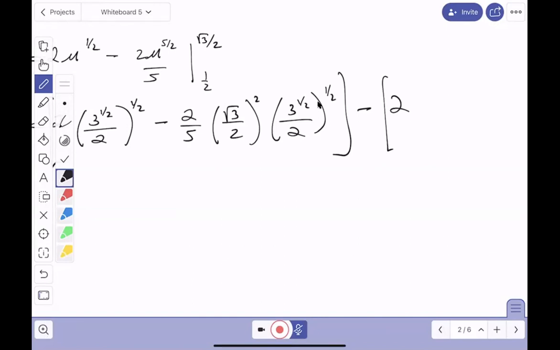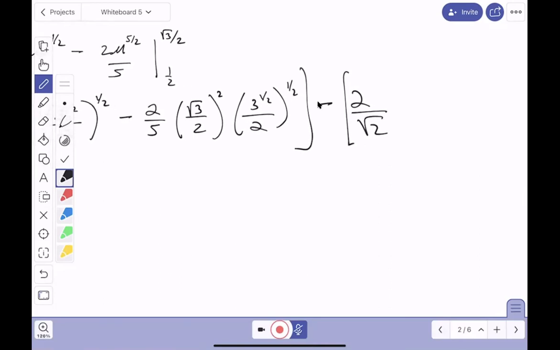2 square root of 1/2, which is √2. That's not so bad, right? And then when you get over here, minus 2/5. And then you get 1/2 to the 5/2. That's 2.5. So let's see, a half squared would be 1/4. And then you get 1 over √2.